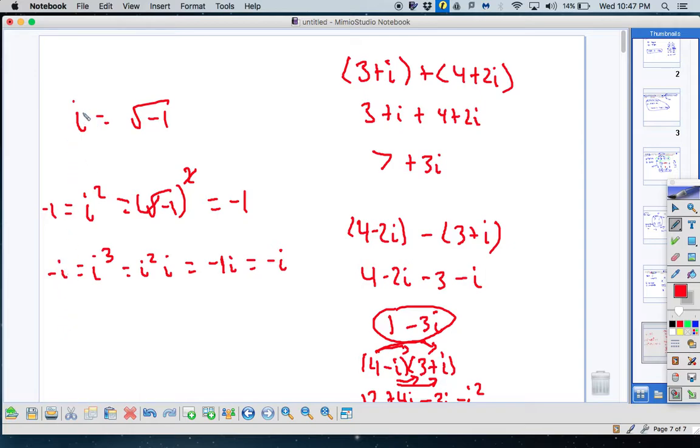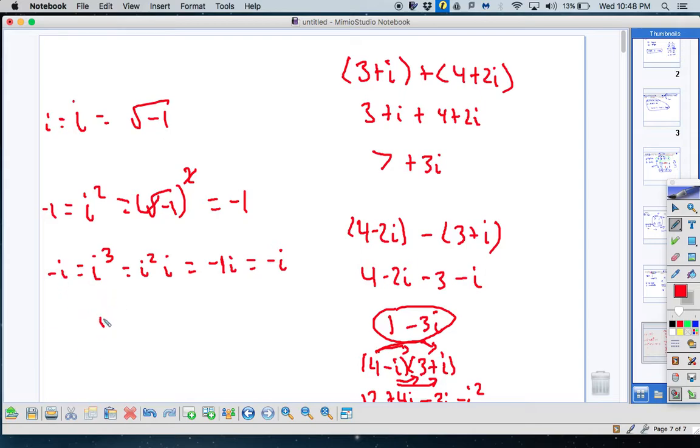So the first one was just i. That's by definition the square root of negative 1. And when I square it, I get negative 1. As a matter of fact, just for simplicity, we're going to say i is i. i squared is negative 1. i to the third power is negative i. And let's do it another time and see what happens.